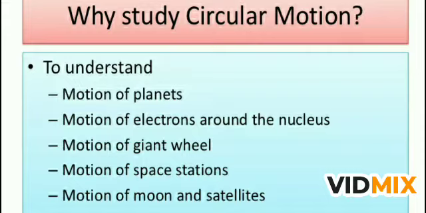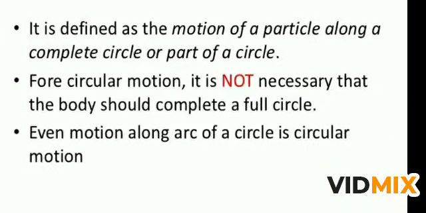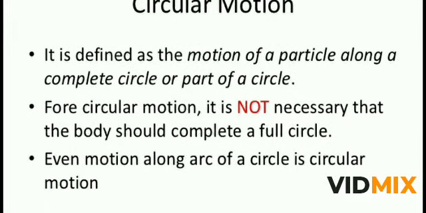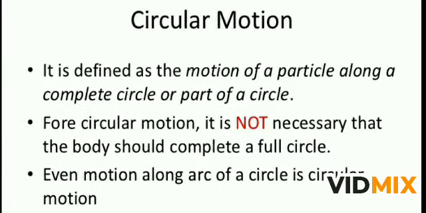As you know, in previous chapters we studied linear motion, the motion in a straight line. Now we are going to study circular motion and related terms. Circular motion is defined as the motion of a particle along a complete circle or a part of a circle. Means, for circular motion, it is not necessary that the body should complete a full circle. Even motion along an arc of a circle is circular motion.